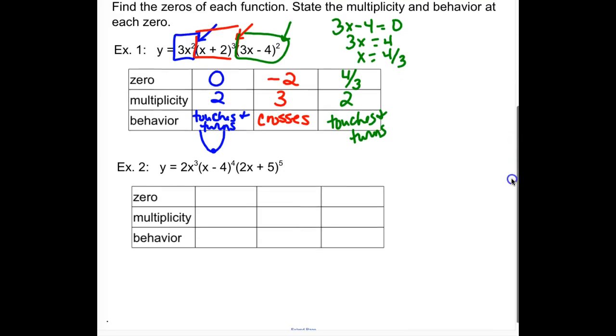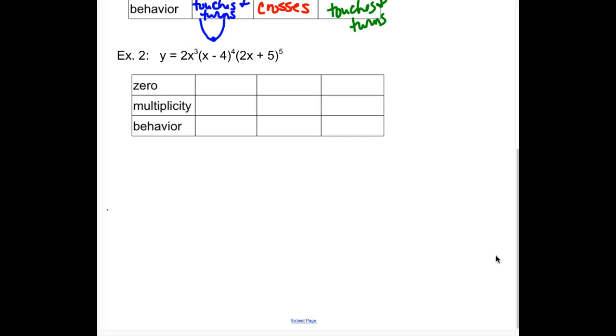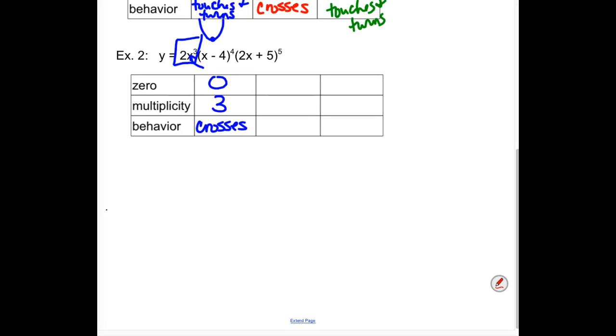Okay? Our next example. Again, we have three parts. So that first one, the only thing that makes that a 0 is if I put a 0 in. It has a multiplicity of 3 because it's an x cubed. And because it's odd, it is going to cross the x-axis at that spot. Our second one, what makes that 0 is a 4. It has a multiplicity of 4 as well, a power. And because it's even, it touches and turns at that value.